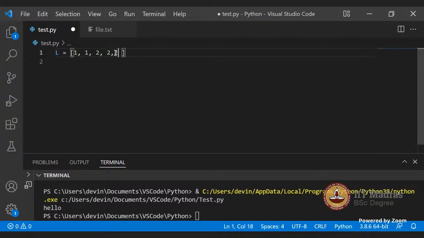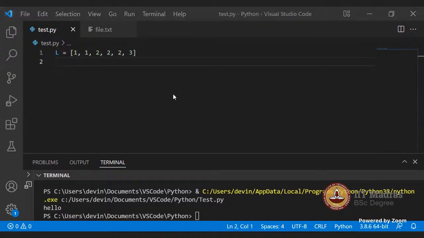And then let's say I have 3. These are the values. So what we're checking is initially, basically we're just counting the number of consecutive values. That's it.